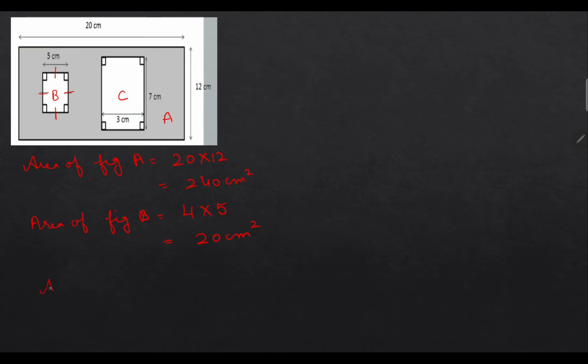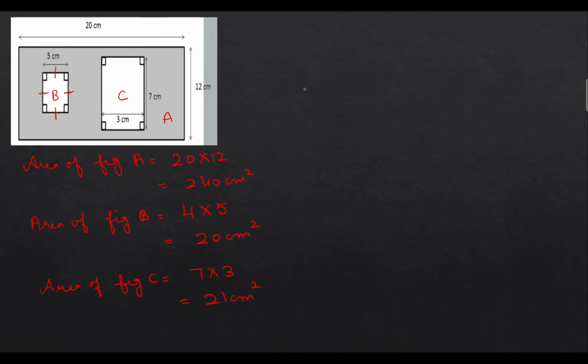Now we will find out the area of figure C. Figure C is in the shape of a rectangle. One length is 7 and the other length is 3. 7 into 3, that is 21 centimeter square. So now what will you do? Now you will find out the area of the remaining figure.